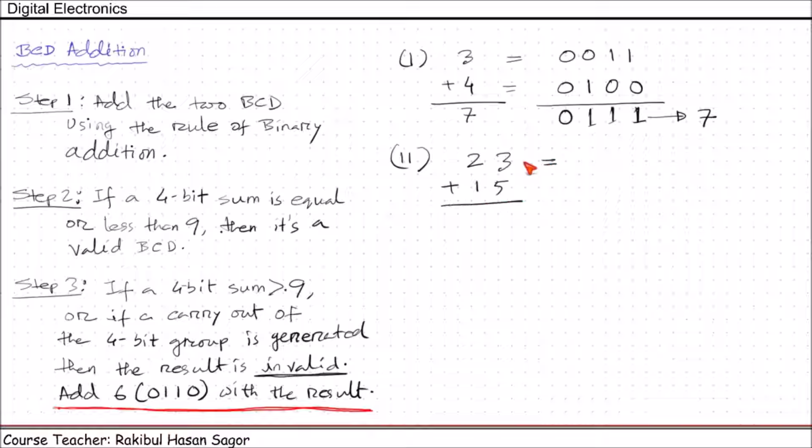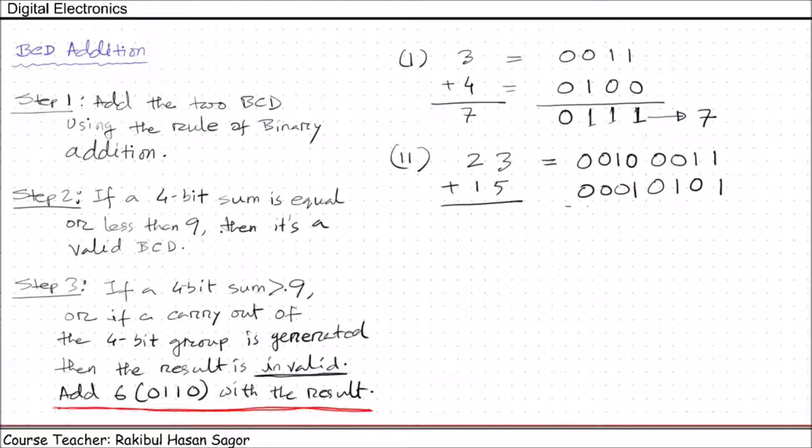Let's convert this to BCD. What is the corresponding BCD of 3? That will be 0 0 1 1. And what is the corresponding BCD of 2? That is 0 0 1 0. We have 4 bits in one group and 4 bits in another group. Again, for 15, what is the corresponding BCD of 5? 5 can be written as 0 1 0 1. And the corresponding BCD of 1 is 0 0 0 1.